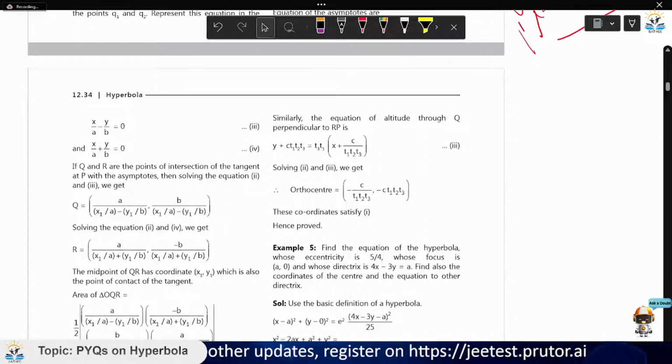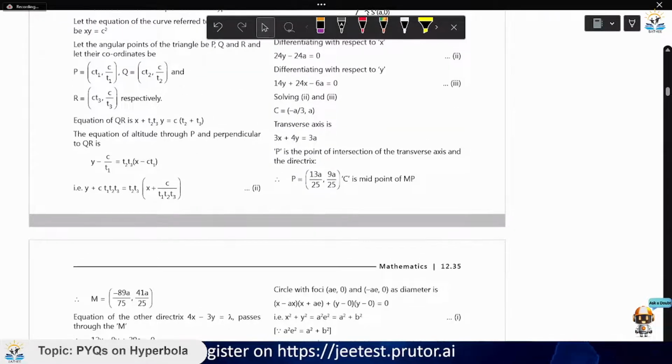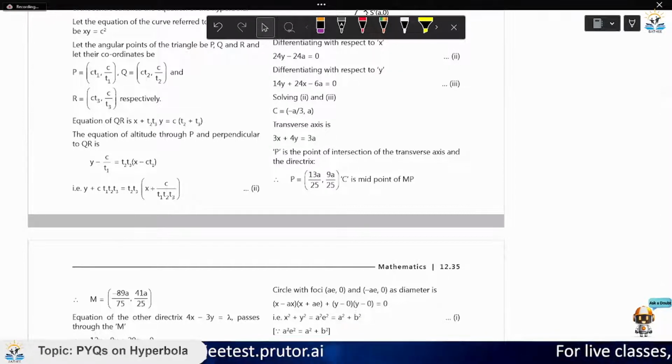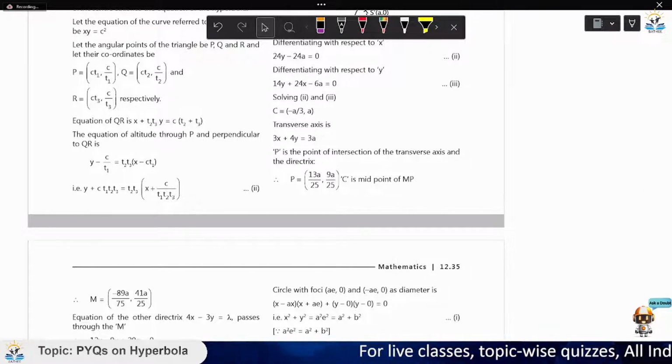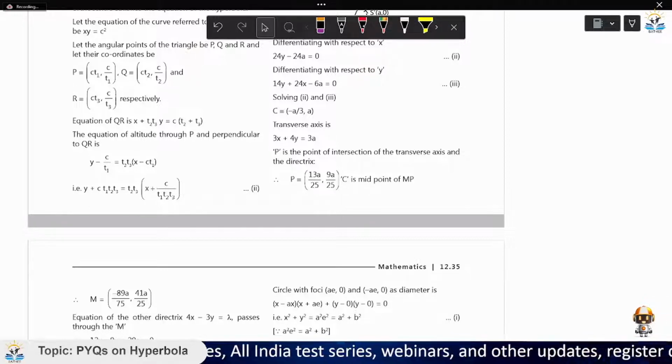So the equation of the altitude through Q. Okay, let us see what they're trying to do. So I'll read it to you. The equation of QR, we know what the equation of QR turns out to be. Then the equation of the altitude through P and perpendicular to QR is this. How do we come up with that? We take the negative reciprocal of the slope of QR to get the perpendicular slope, and it is passing through P. So we got the equation there.